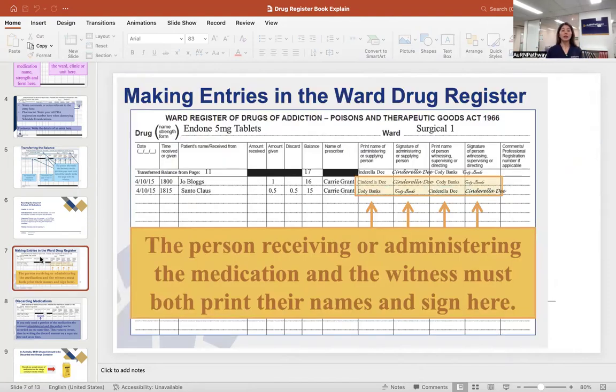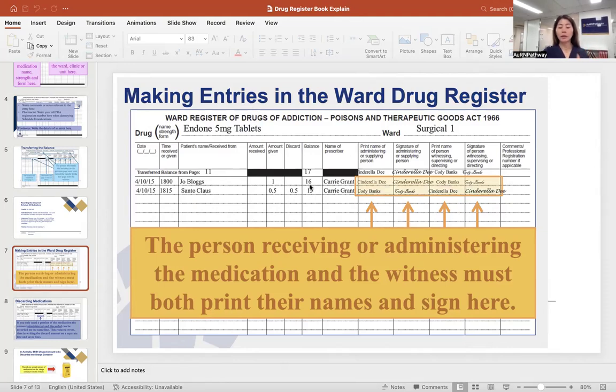Now, when making entries into the ward drug register, let's make it simple. Say, for example, we're giving a medication to Santa Claus. You would usually put the date, the time, and then the name of the person. Because Endone comes in 5 milligram tablets, and the patient only requires half a tablet, we put 0.5. To discard, we also need to put 0.5. I hope that's clearer.